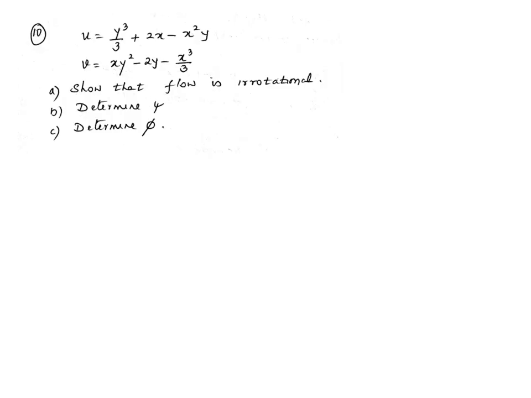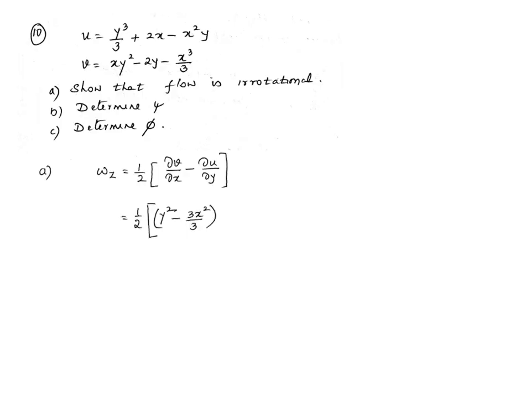So here, since u and v are already given, it is best to, instead of going for Laplace equations, prove that omega z is equal to 0. So here omega z is half into dou v by dou x minus dou u by dou y. So we can always find out dou v by dou x.